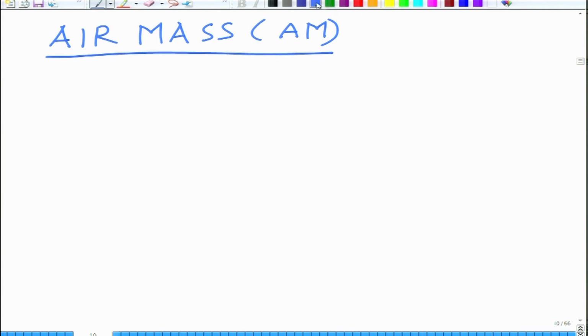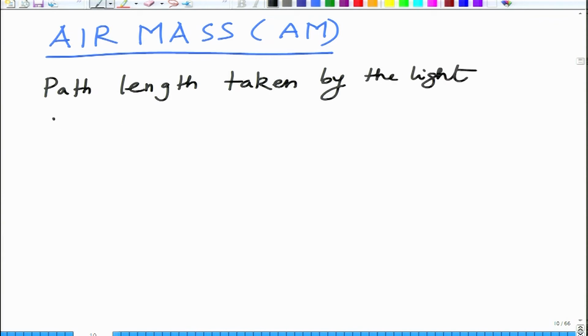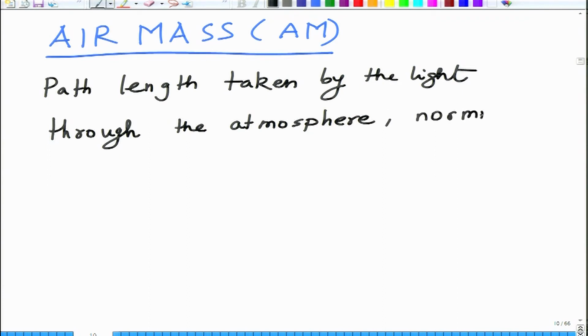Now I will come to what we call air mass, and that is what is called AM. Okay. So, this air mass is basically the path length taken by the light through the atmosphere, which is normalized with respect to the shortest path.